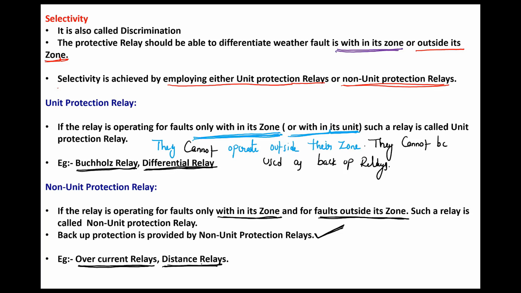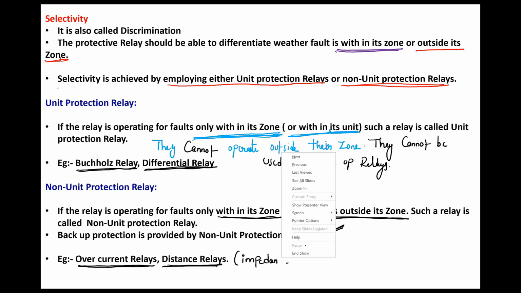Overcurrent relays and distance relays. The other name for distance relays is impedance relays, which are mainly used for high voltage long transmission line protection. Distance relays. Okay.